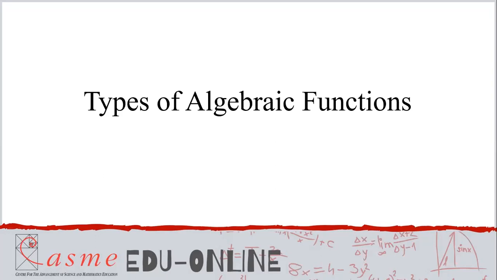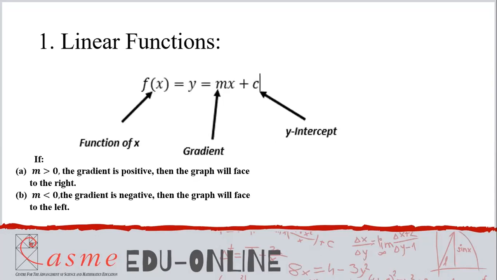So these are the types of algebraic functions. We have a linear function, which is done in grade 8 and 9, where now this is called the function of x, which is similar to the y values. So y equals mx plus c, where m is the gradient of this function, and c is where the graph cuts the y-intercept.